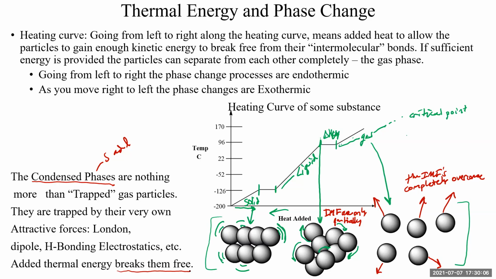Their intermolecular bonds. We know that intermolecular bonds are not true bonds. Just remember that. These are not covalent bonds or even ionic bonds. These are simply intermolecular forces of attraction. They are not true bonds, and they are weaker than covalent bonds or ionic bonds or metallic bonds. And that's why they can be overcome with just a little bit of heat.